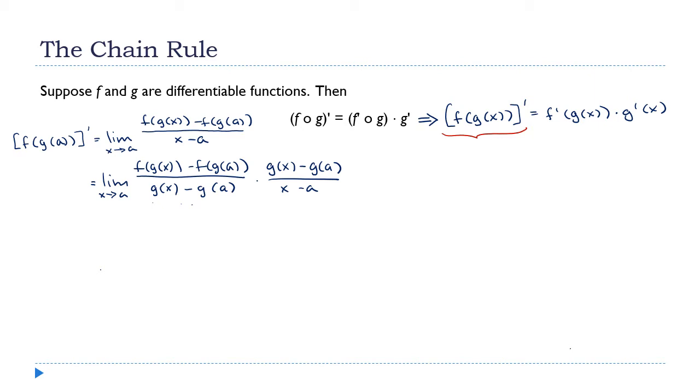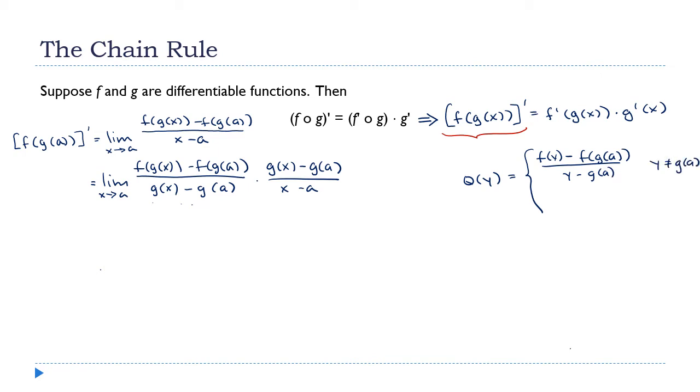Okay, and here's how we're going to do this. It's going to look a little weird, but just work with me. I'm going to define a new function. I'm going to define q of y, where y is the input we're putting in here, to be f of y minus f of g of a divided by y minus g of a when y is not equal to g of a.